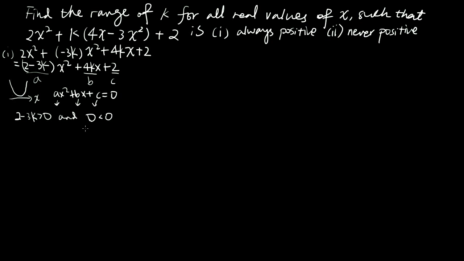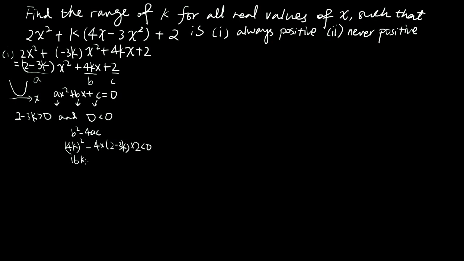How do we get the discriminant? We use the formula b squared minus 4ac. What is the b here? It is 4k, so (4k) the whole thing squared. Please remember the whole thing squared, because if you write 4k squared, it is not correct. Then minus 4 times a, which is 2 minus 3k, times c, which is 2. This should be less than 0.